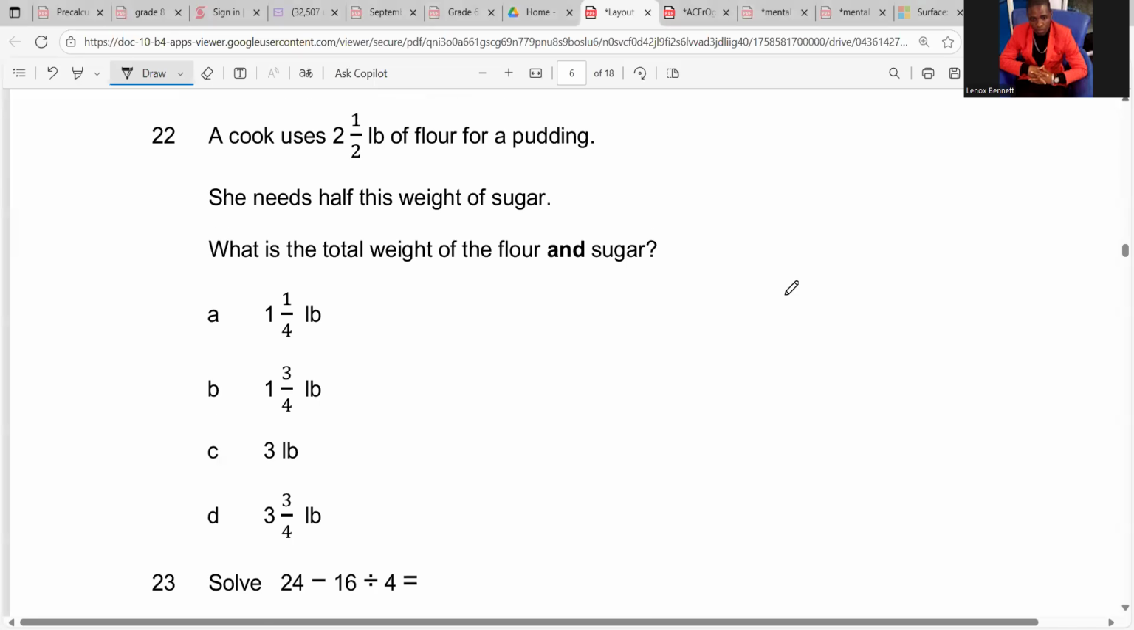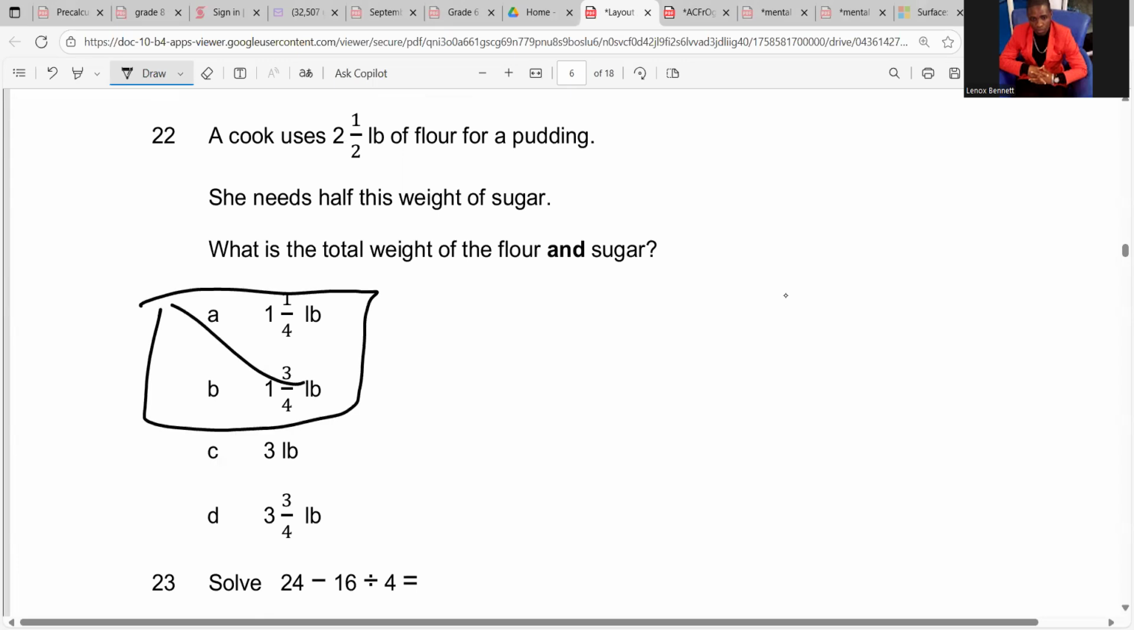All right. So a cook uses 2.5 pounds of flour for a pudding. She needs half the weight of sugar. What is the total weight of the flour and the sugar? There's no way it can be those two here, because the flour alone is more than this. So it has to be either this or this. We could find a half of 2.5. If you try to divide by a half, it'll go wrong, it'll go double. So what we do, we divide it by 2.